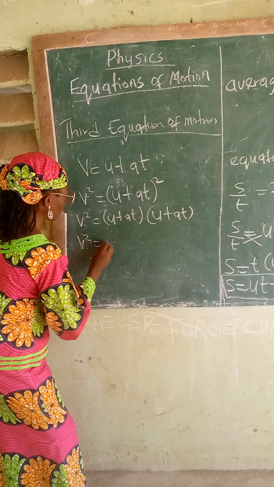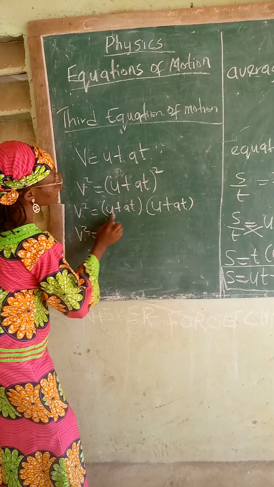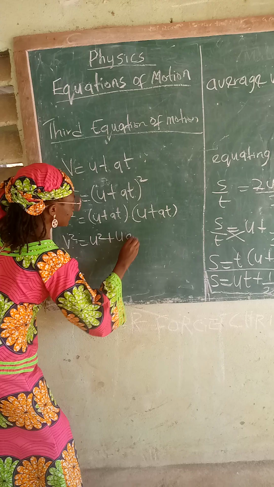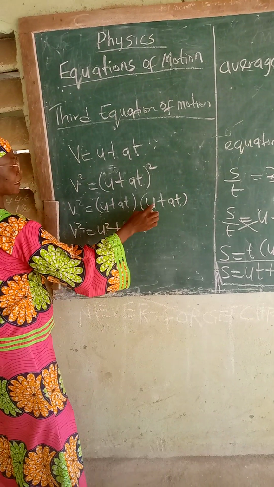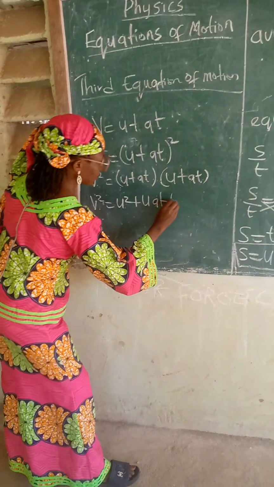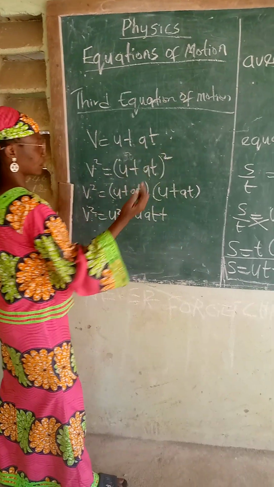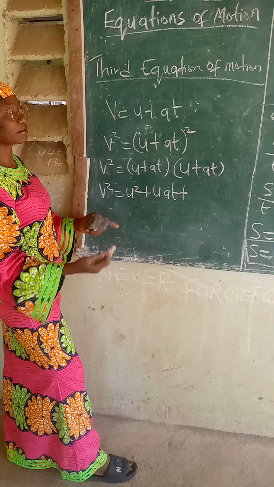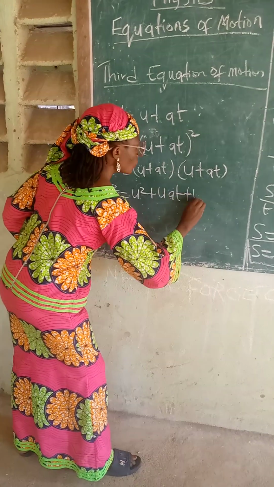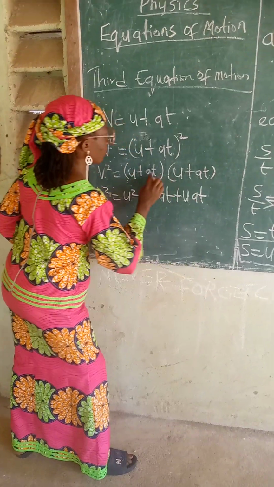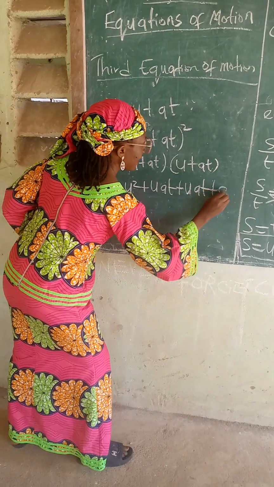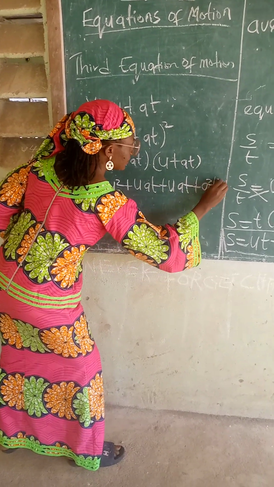U times U will give us U squared. U times AT will give us plus UAT. AT times U will give us plus UAT. ATU is multiplicative, so ATU is the same thing as UAT. Then we have AT times AT, which is plus A squared T squared.